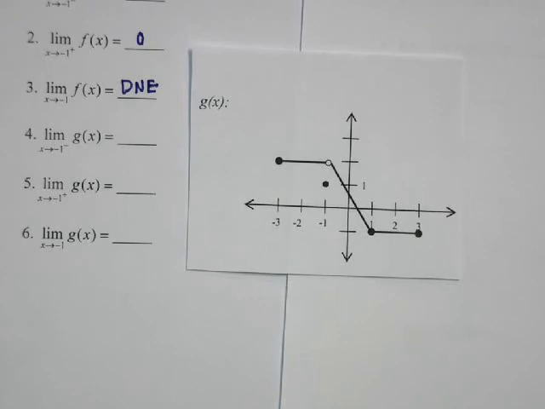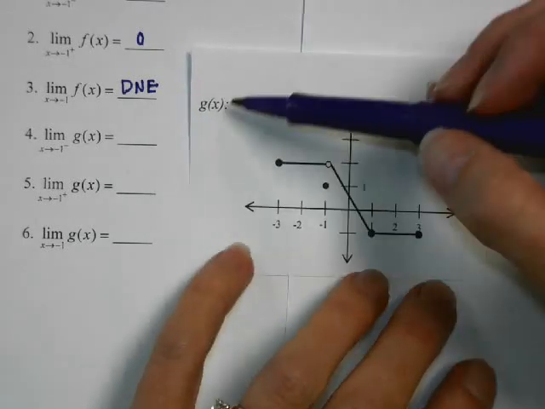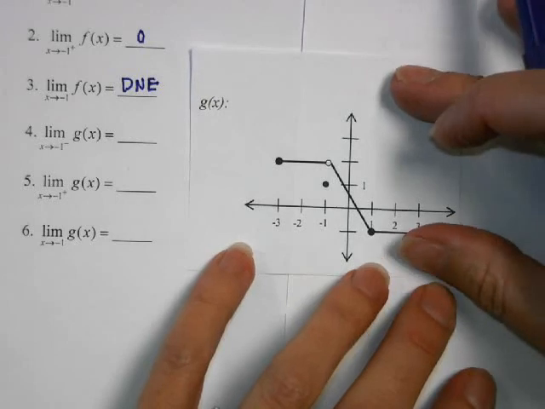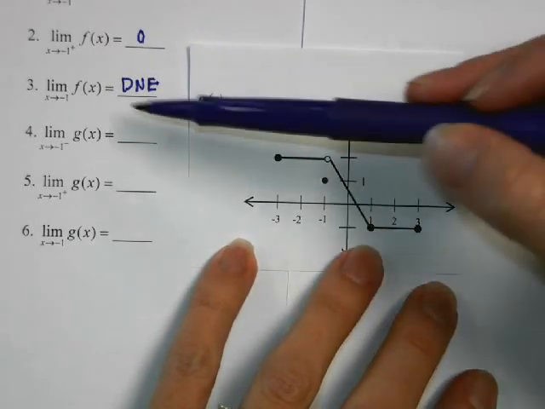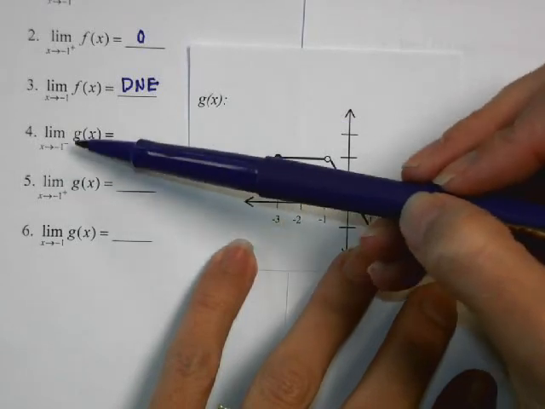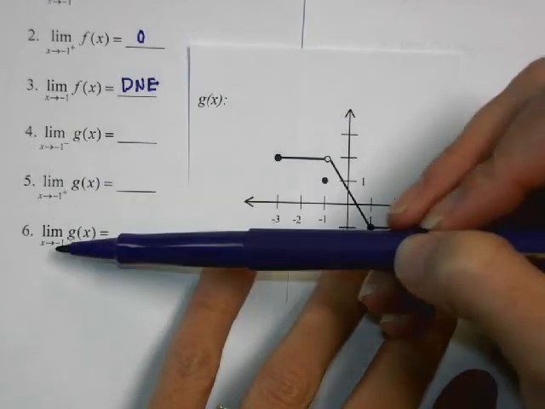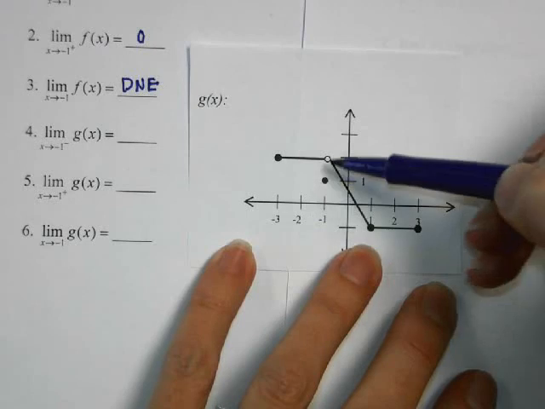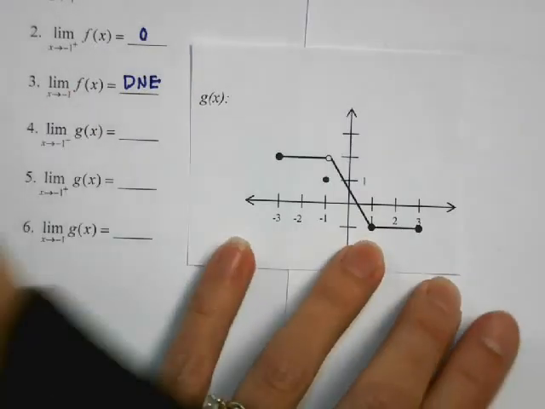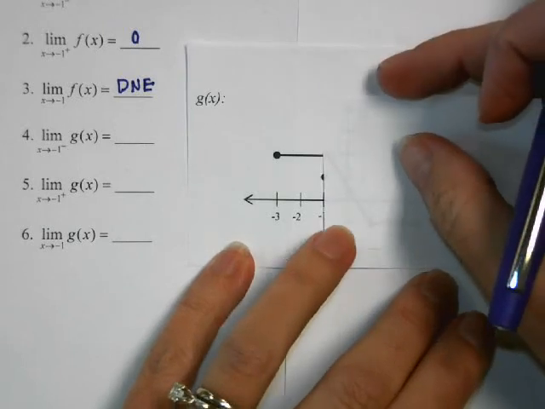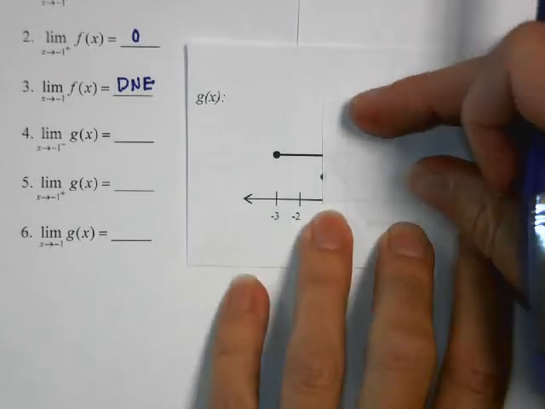Now we're going to do that with g of x. So here's my graph of g of x. And these are just the graphs that are up at the top of the page. I just moved them so you can see them. So again, we're looking at negative 1 from the negative side, negative 1 from the positive side, and negative 1. So here, as we approach negative 1 from the negative side, again, I'm going to cover this up.